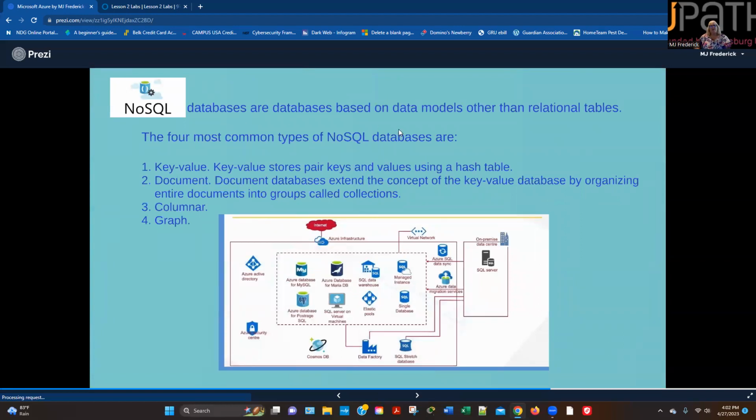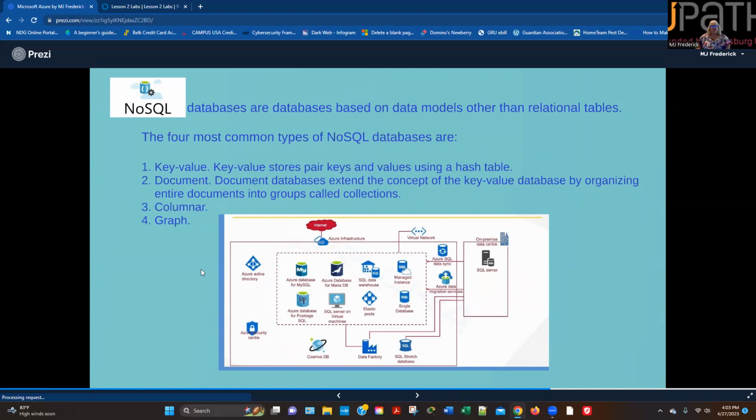With the NoSQL databases, their database is based on what's known as data models, other than a relational database table. So the four most common types of NoSQL are key value. This means that the key value stores pairs keys and values using what's known as a hash table. When we look at document databases, they extend the concept of the key value database by organizing the entire documents into groups that are called collections instead of a relational database. And they're columnar, and they use graphs.